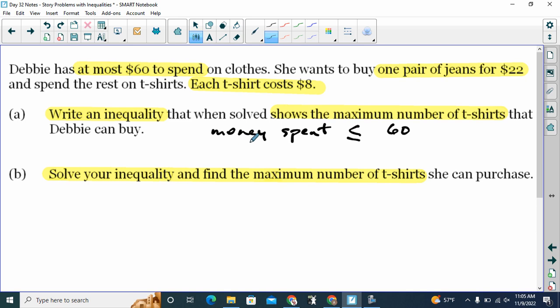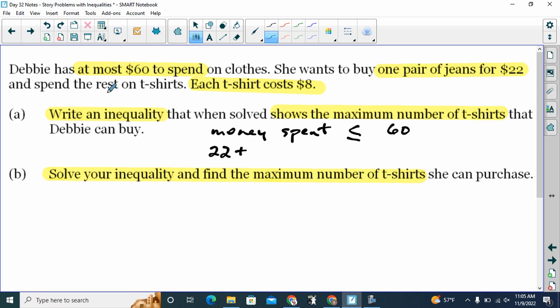Now we need to change money spent into an algebraic expression. So we need to think about things that she spends money on. Well, she's going to buy one pair of jeans. That's going to cost her $22. So on jeans, she's spending $22.